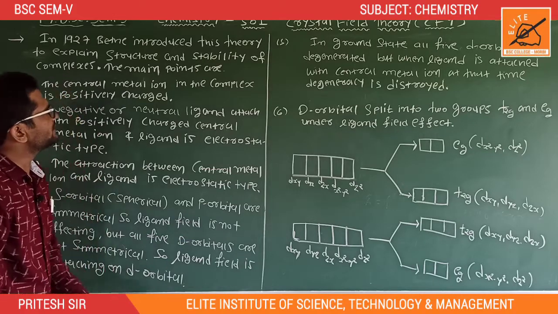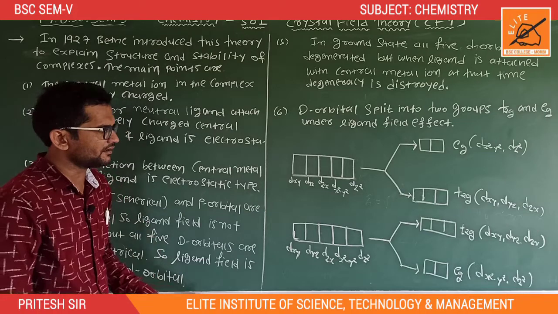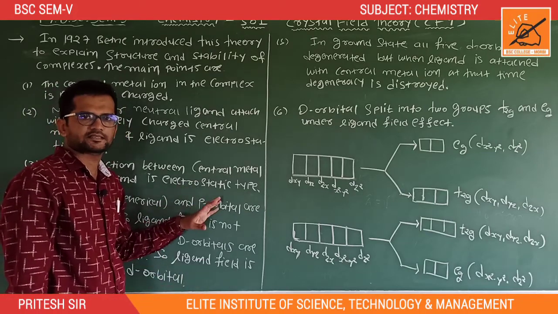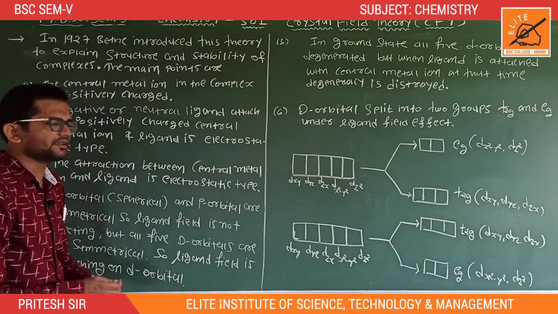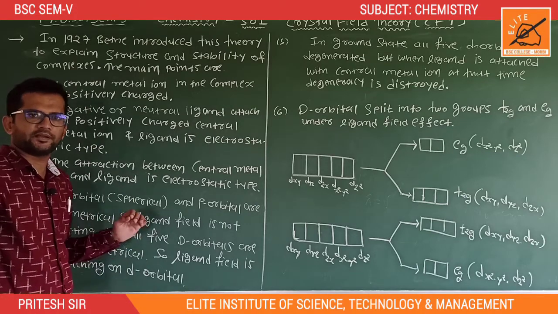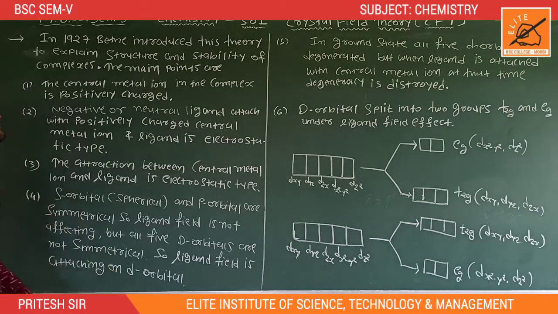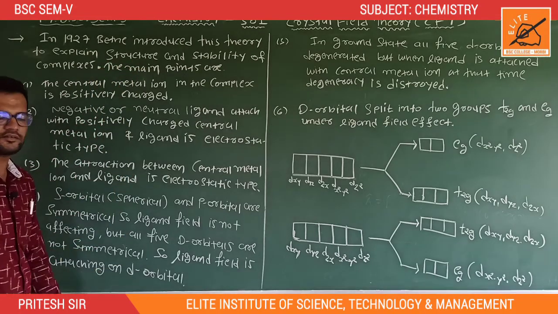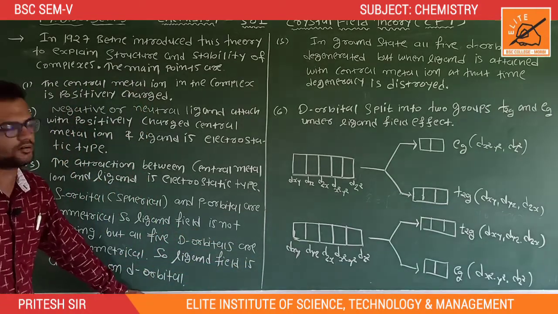Two scientists, the first one is Bethe and another one is Van Vleck, gave this theory. Bethe introduced the stability and structure of different complex compounds using crystal field theory. And second, Van Vleck introduced the magnetic properties of different complexes, like paramagnetic and diamagnetic. In 1927, Bethe introduced this theory to explain the structure and stability of complexes.